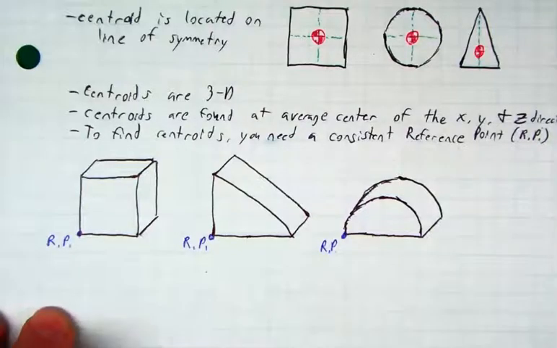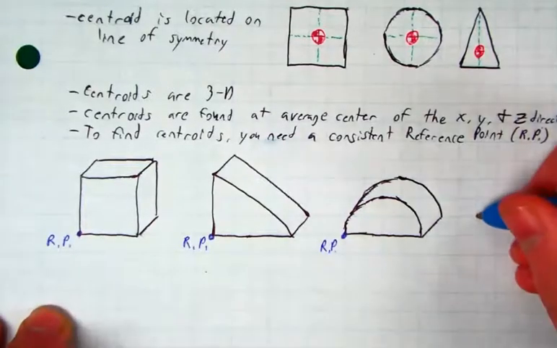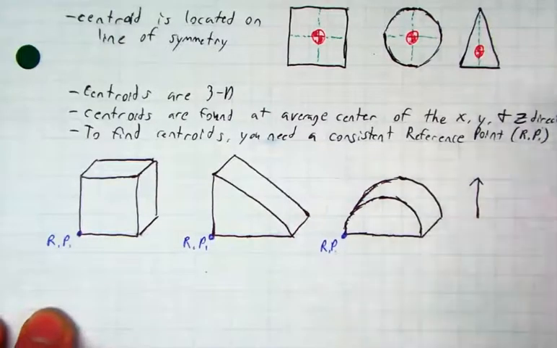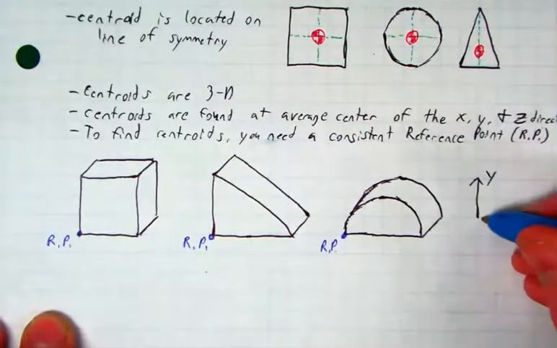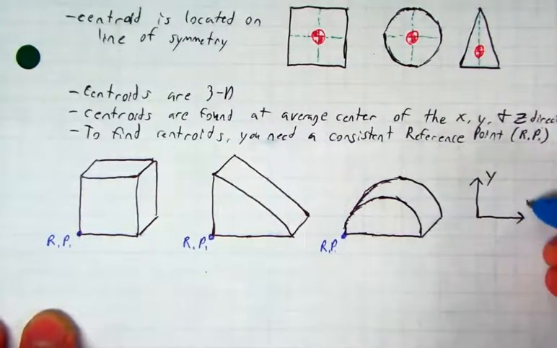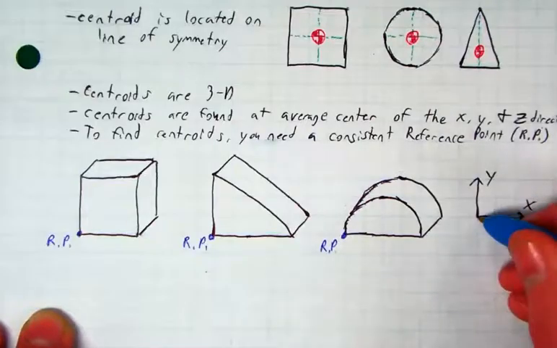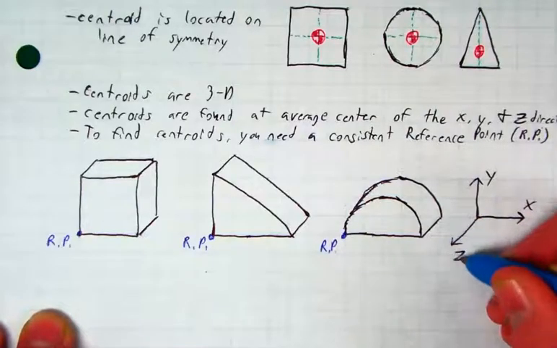Now, let's draw ourselves a little axis. Obviously, the y direction is going up. When I say x, y, and z direction, this is obviously y. X is obviously going to the right. And z is going forward and back.